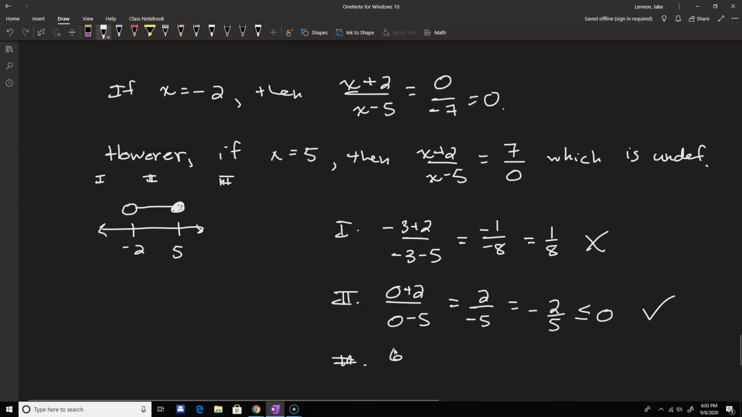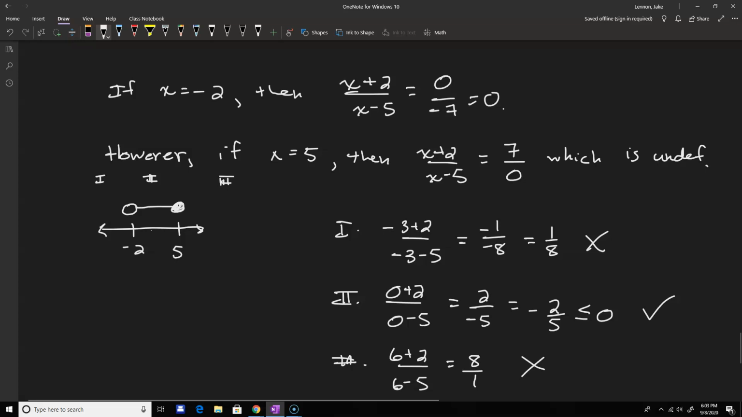Let's plug in, say, 6. (6 + 2)/(6 - 5) comes out to 8 over 1, which is not less than or equal to 0. So that region does not check out as part of the solution. So our solution set is already what we have shaded. So that's it for the basic kind of nonlinear inequalities. If they gave you something that wasn't factored, you might have to actually factor it, but I don't think there's any of those quite yet.